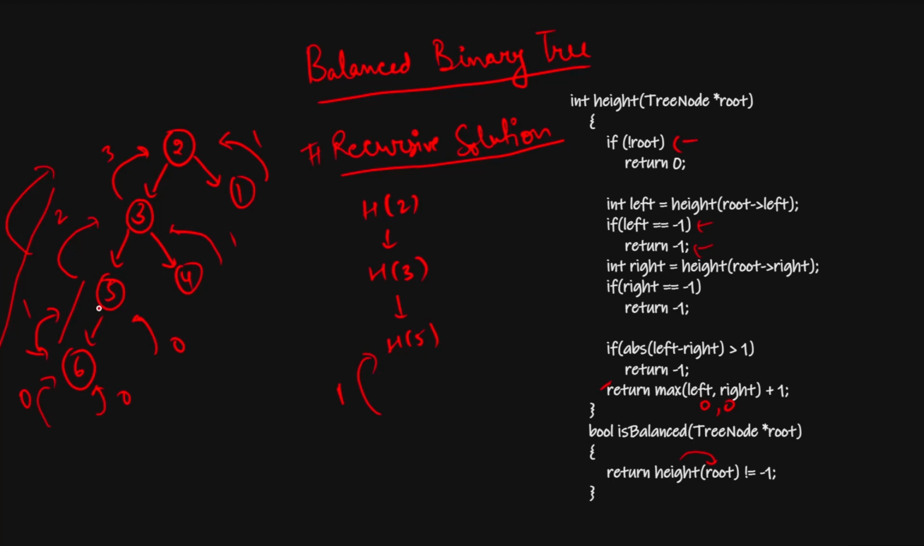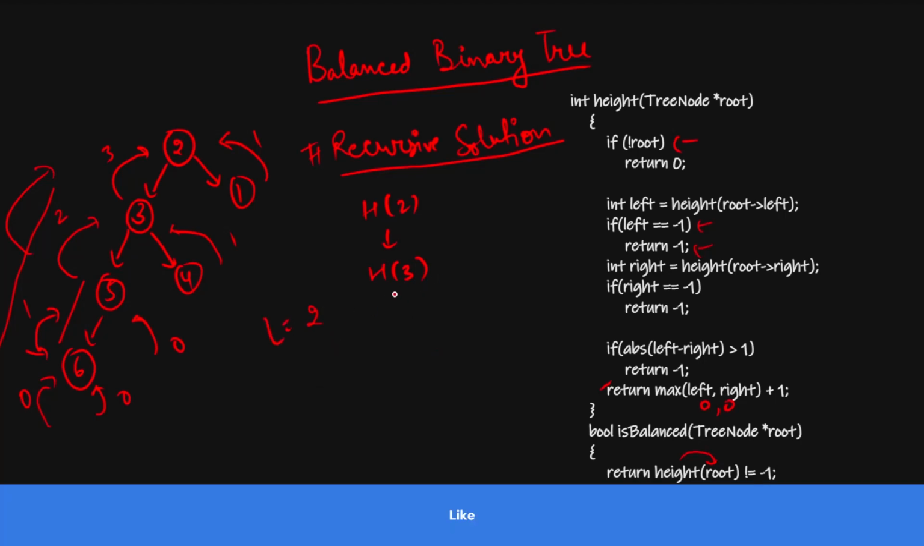Now this 1 has come from my left. So for H5, my left is 1 and my right, its right is null, so it will return 0. So for H5, L is 1, right is 0. What will be the maximum? L is maximum, so it will return 1 plus 1, which is 2. And 1 minus 0 is not greater than 1, so I will not return -1, I will return 2. So this 2 will come as L for S3.